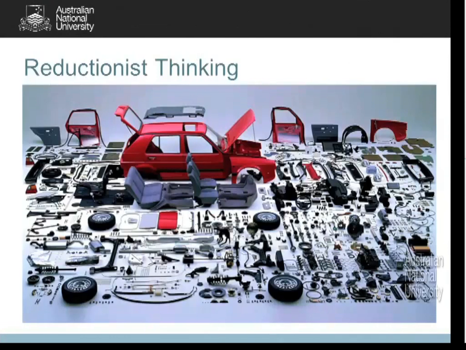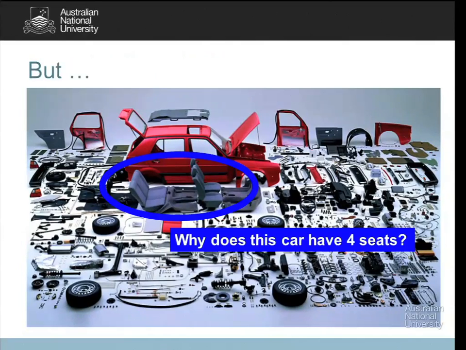So traditionally when we think about complicated systems, we tend to try to understand them by pulling them apart, right? We pull the car apart, we look at all the bits and pieces, and we try and make sense of what those bits are, how they're made, how they fit together, so the interfaces between these things, and we try to build up a picture of what the car is. But what this sort of reductionist or analytical thinking doesn't give us is the ability to answer questions such as this. You know, why does this car have 4 seats?